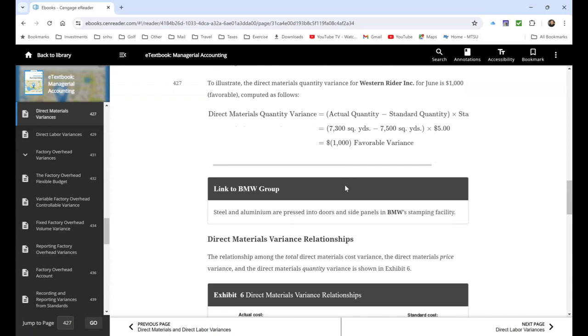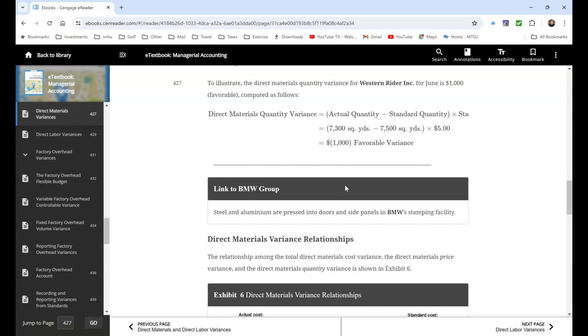So, for instance, let's say that the direct labor quantity was also favorable, and that would again imply that you have more skilled employees. And those more skilled employees then use less material. So it all kind of ties together, and you really have to look at all of the different components.